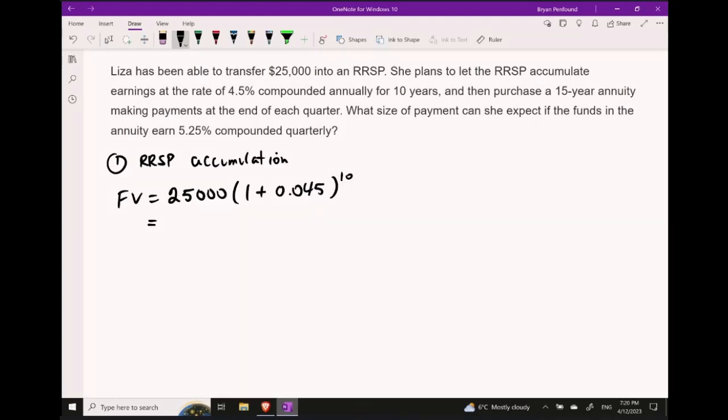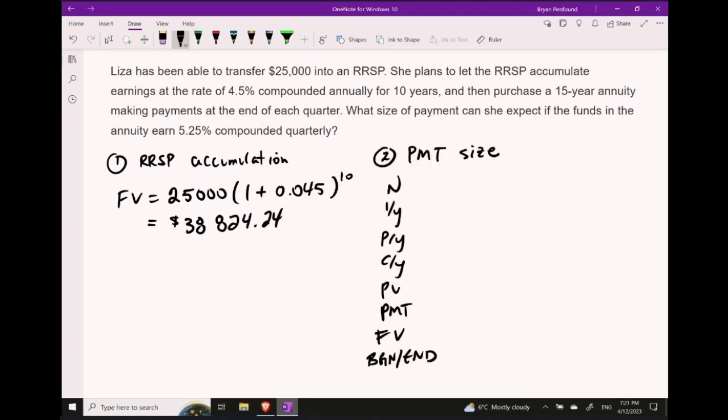Here, since compoundings are happening every year and we're going to have this in our account for 10 years, we know that n is equal to 10. Simplifying this expression gives us $38,824.24. In our next step, let's try to deal with the 15-year annuity and determine the equivalent payment size that we should expect.